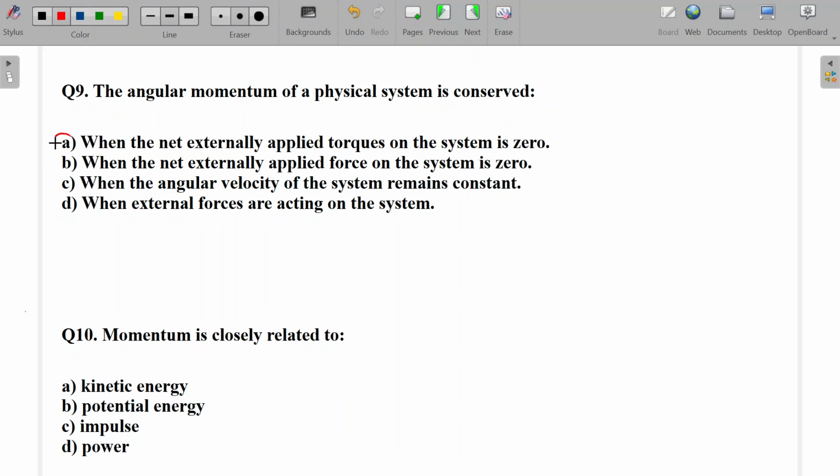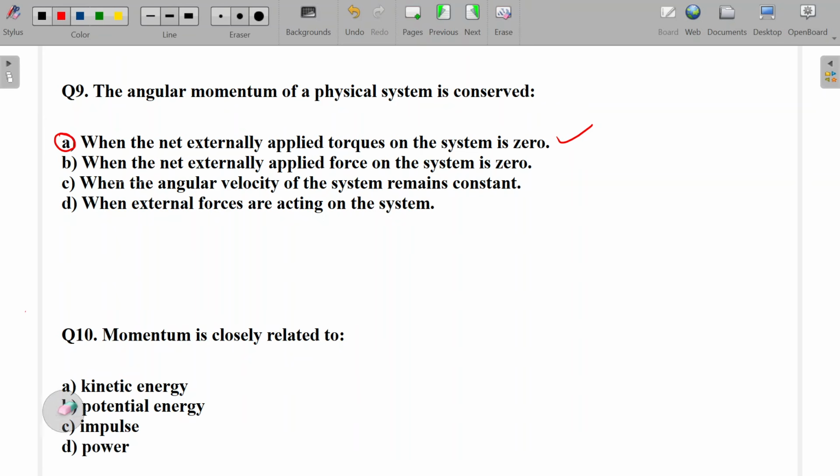Okay. So the answer is A. So this is angular momentum. So you're dealing with torque, so you're dealing with motion in a circular path. So the answer is when the net externally applied torque on the system is 0. That's when you're going to have the angular momentum to be what? Conserved.